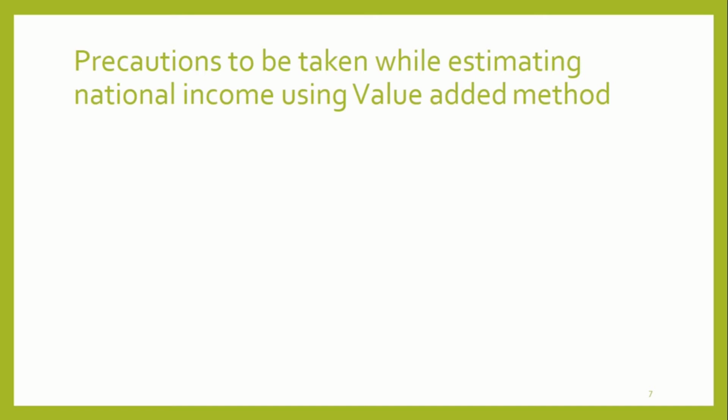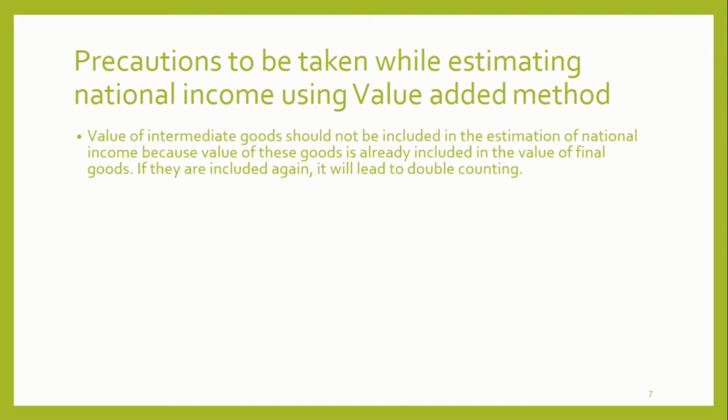Precaution to be taken while estimating national income using value added method. Value of intermediate goods should not be included in the estimation of national income because value of these goods is already included in the value of final goods. If they are included again, it will lead to double counting.